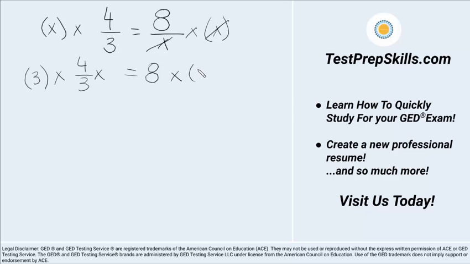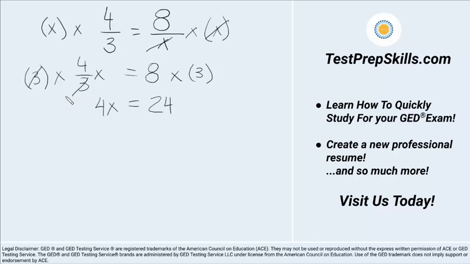Remember, whatever we do to one side of our equation, we have to do to the other. So let's simplify. 3 times 4 over 3, the 3's will cancel, and we're going to be left with 4x is equal to, we can simplify our right-hand side, 8 times 3, which is 24. Now, one more step till we get to the solution of this problem.